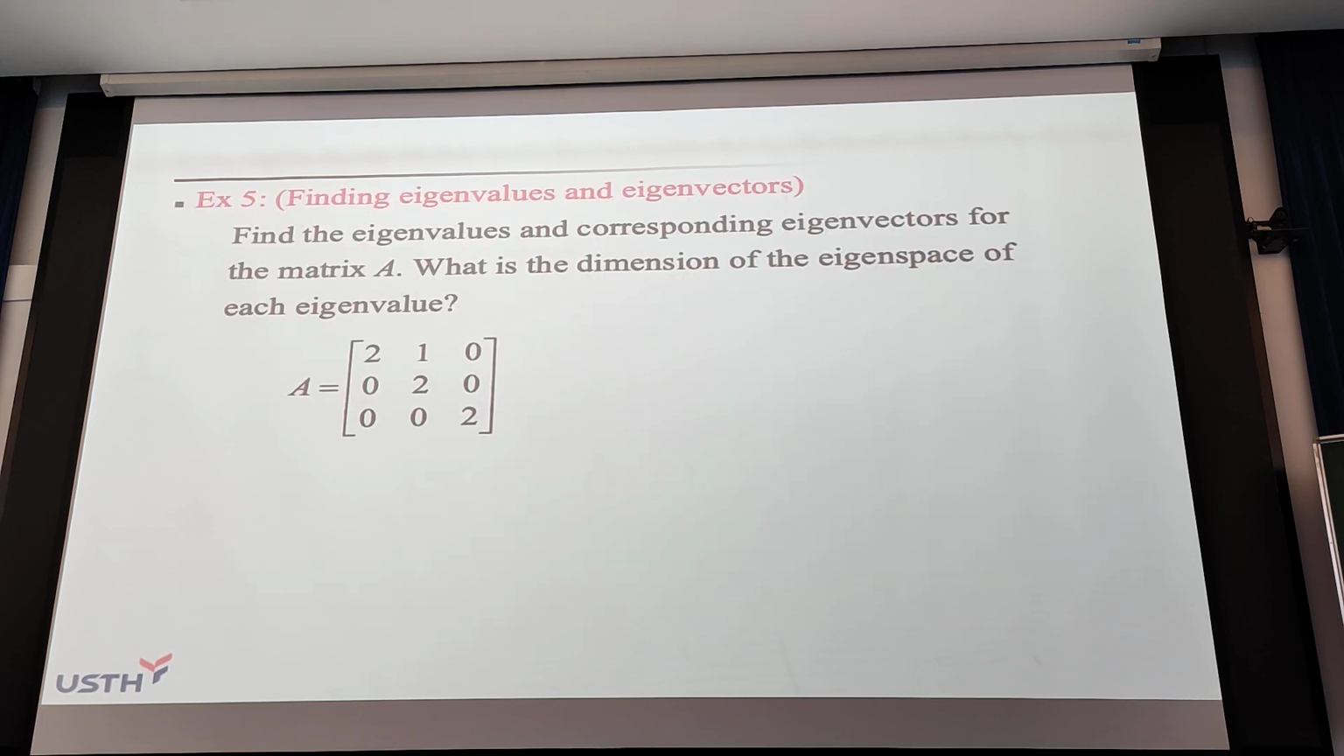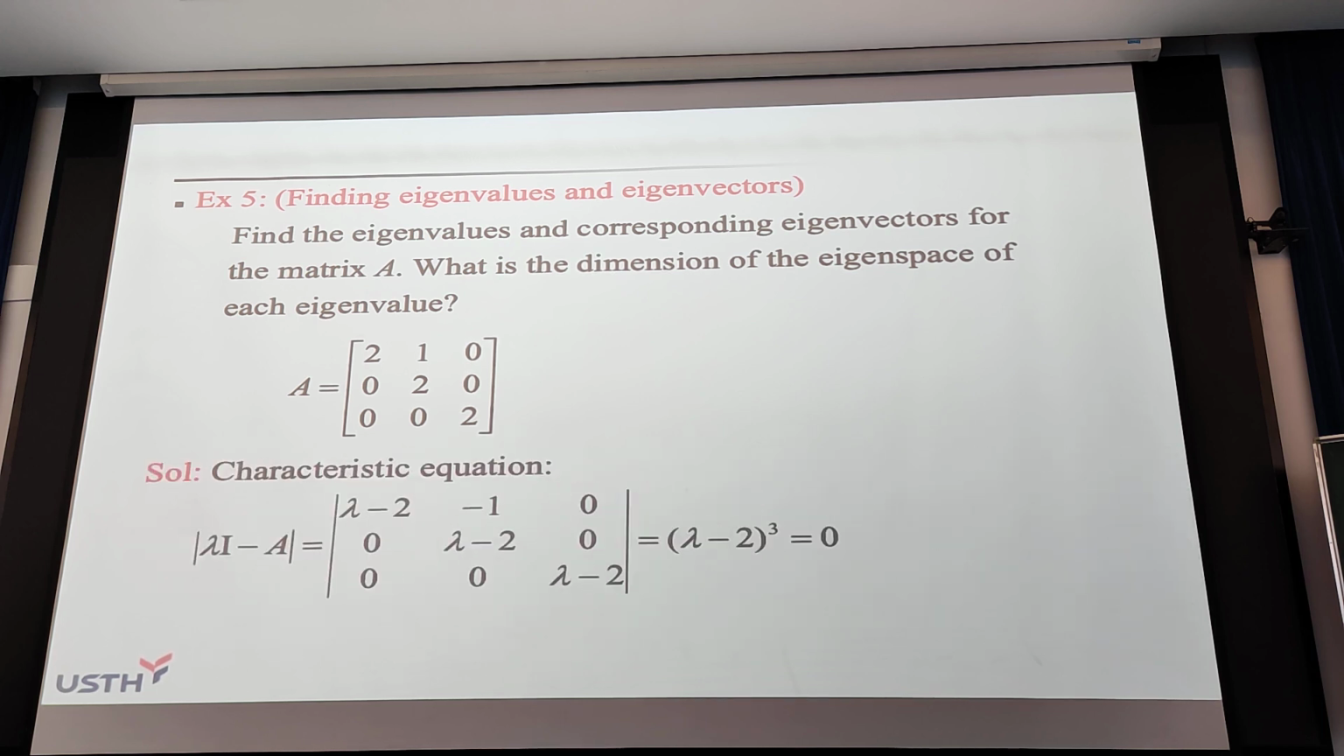Now, you need to find the eigenvalue and eigenvector for the matrix A, and after that, you are required to find the dimension of the eigenspace. That requires you to do some more things: how do we deal with the eigenspace? First, you need to write the characteristic equation like that. With that, we have only one solution, that is lambda equals 2.